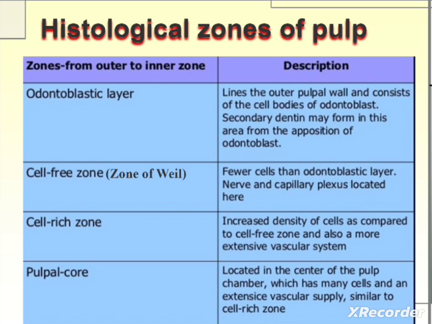And coming to the innermost zone, that is the pulpal core, that is the core of the pulp. It is located in the center of the pulp chamber. It has many cells and an extensive vascular supply, and it is similar to the cell-rich zone.